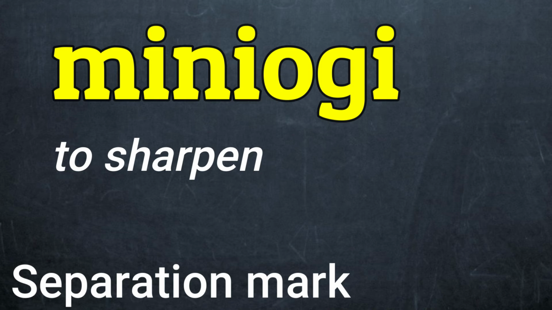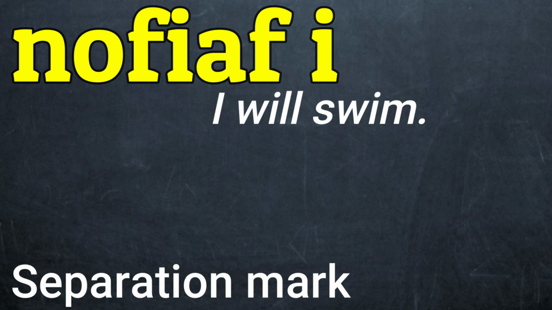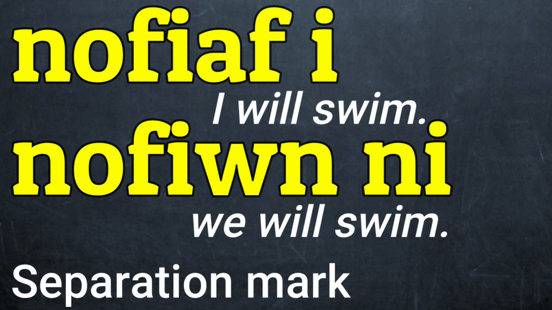It doesn't always just come at the end of the word. Minyogi, to sharpen. Novia, to swim. But this ya sound doesn't just attach to O. Like you have ya and you. Noviai, I will swim. Noviuni, we will swim. And you see that silent F at the end of noviai.